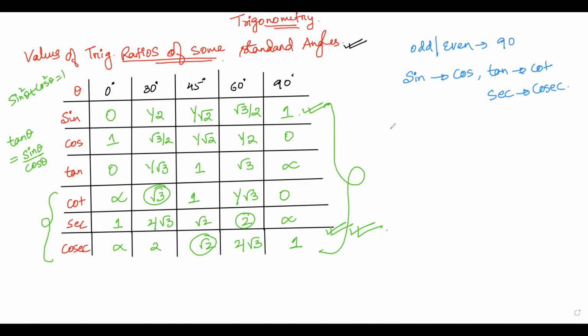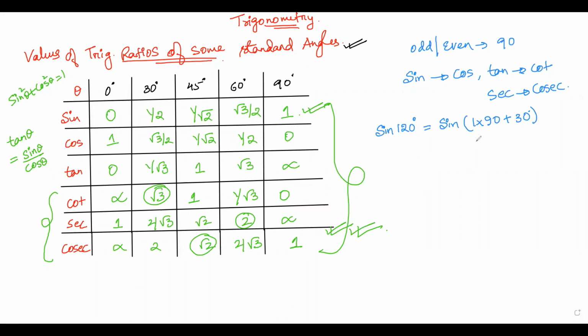For example, say if you want to find the value of sine 120 degree. First, we need to express this 120 degree as a multiple of 90. So this can be written as sine 1 times 90 plus 30.